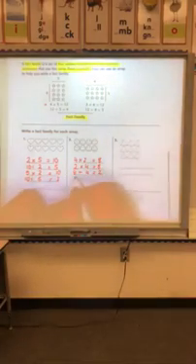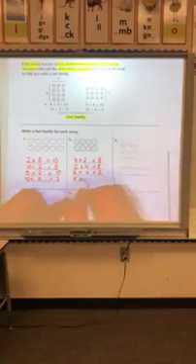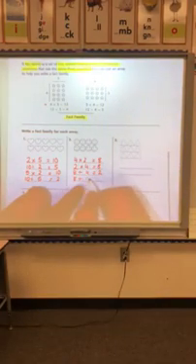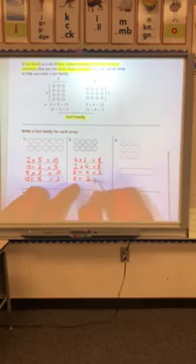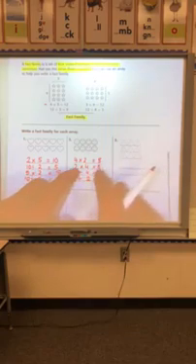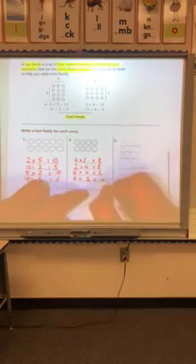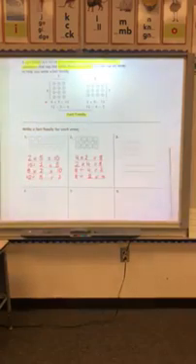Now, eight divided by what? No, eight divided by four already. Two. So we use the same three numbers. Eight divided by two equals four. Okay, go ahead and do the next one.